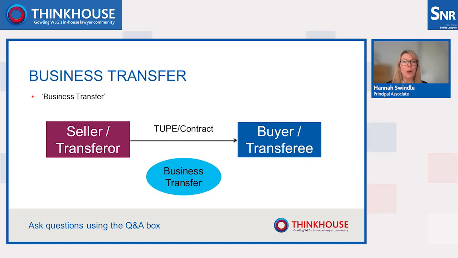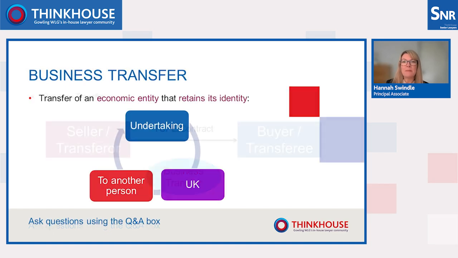So if we move on to the next slide then, we'll look first at the business transfer. It's often called an old style transfer because it's been with us since TUPE first came about in the UK in 1981. For this type of transfer, we need to have a transfer of an economic entity or undertaking, or part of one, in the UK, and it's transferring to another legal person or company. So as we can see from the diagram on the slide, the transfer of employees will be from the seller or the transferor going to the buyer or the transferee.